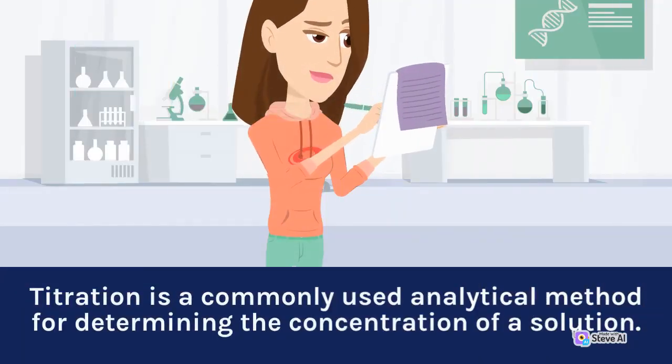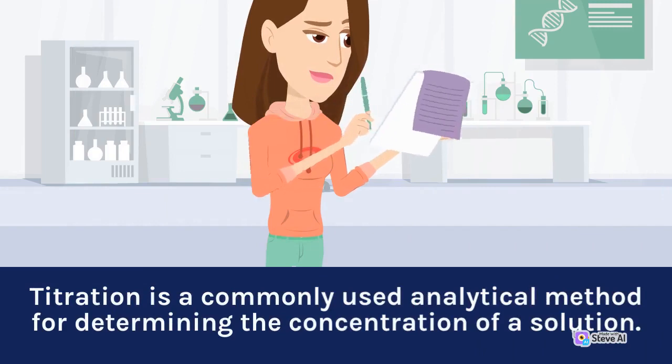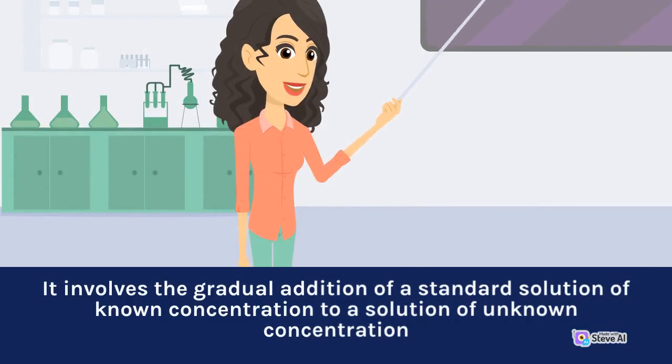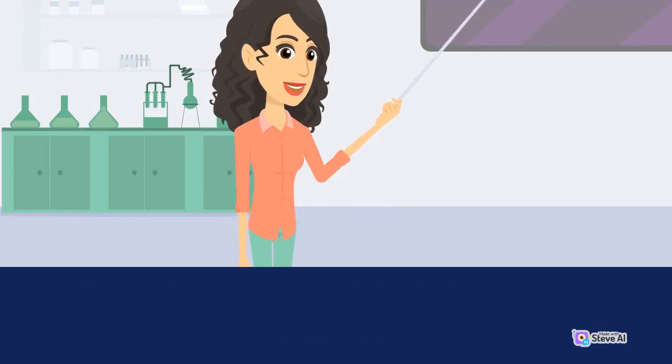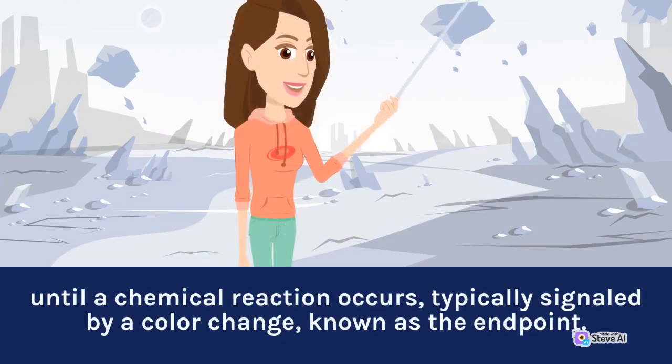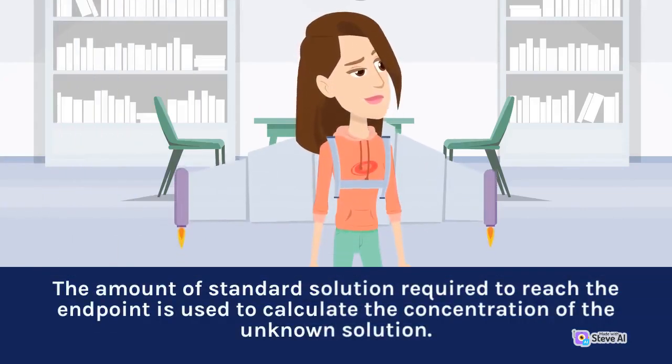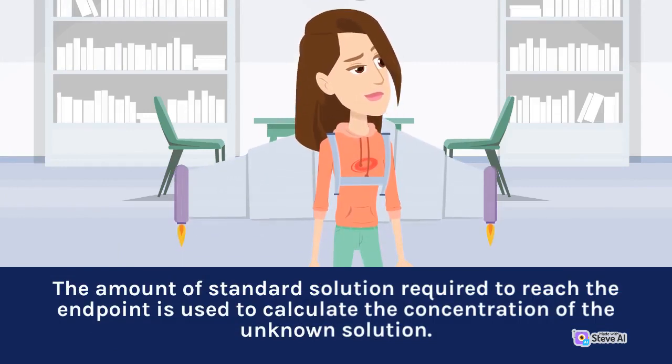Titration is a commonly used analytical method for determining the concentration of a solution. It involves the gradual addition of a standard solution of known concentration to a solution of unknown concentration, until a chemical reaction occurs, typically signaled by a color change, known as the endpoint. The amount of standard solution required to reach the endpoint is used to calculate the concentration of the unknown solution.